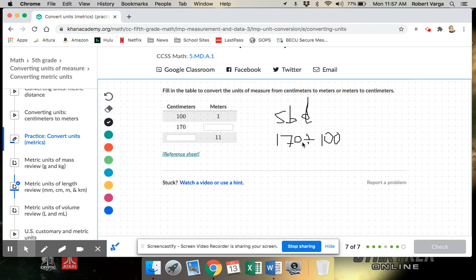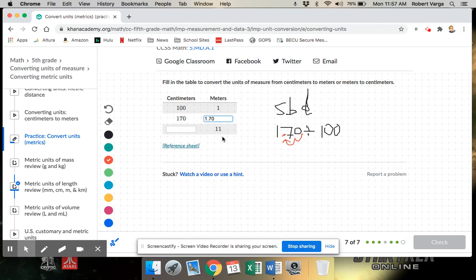So here, all you got to do is just move your decimal, okay? We know the decimal is going to start here, and when we're dividing, we move to the left. So we jump 2 times, and the decimal sits right there. And so my answer is going to be 1.70.